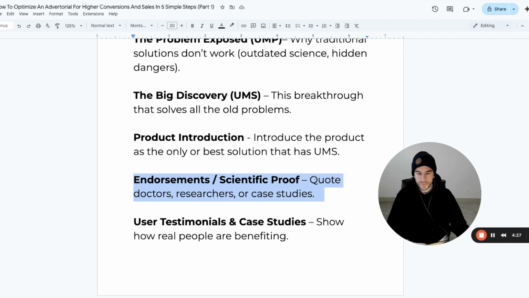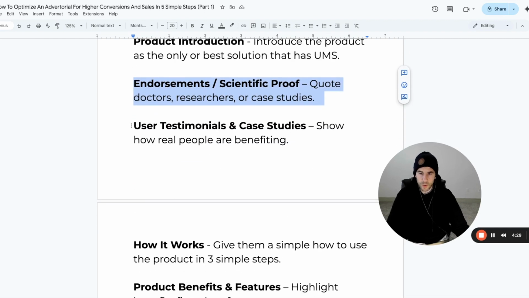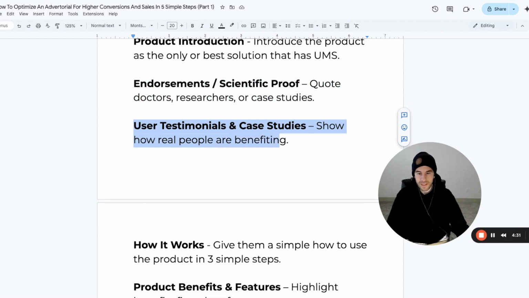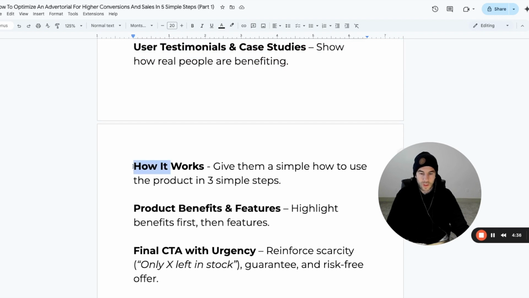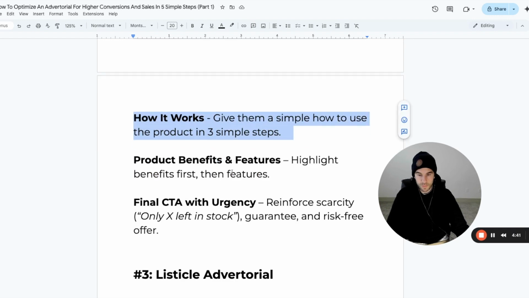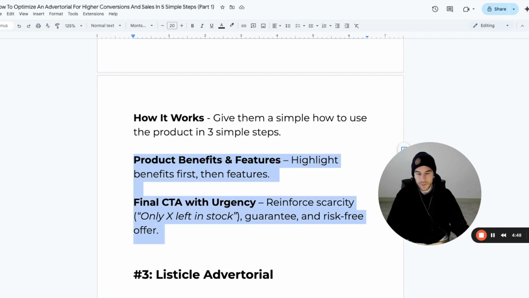Go ahead and use them. And then you want to include user testimonials or a case study to show how real people are benefiting from it. You're going to give them a how it works. So give them a simple how to use the product in 3 simple steps to be able to get the best results possible. We're going to have our products and product benefits and features. And then we're going to have a final CTA with some urgency.